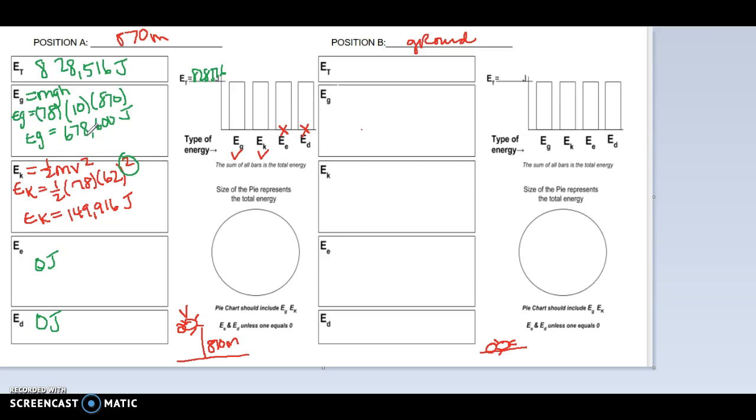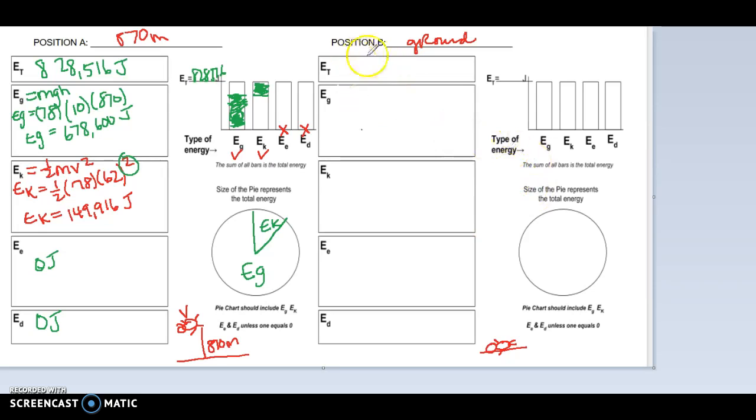So if I do a little fraction, 828, it looks like about 80% of it is EG, okay? So I'm going to fill the EG up a little over 3/4 of the way. Okay, and that's only going to leave a little bit of a quarter for my EK, all right? So there we go. My EK is maybe a little less than a quarter, and my EG is most of the pie, all right?